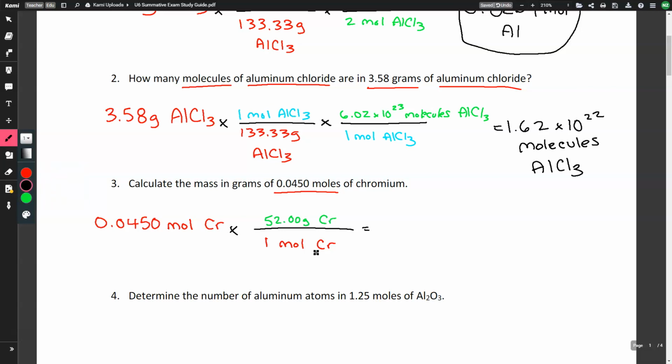So when I put this in my calculator, I'm just going to multiply 0.0450 by 52. And rounding this to 3 sig figs, we get 2.34 grams of chromium.